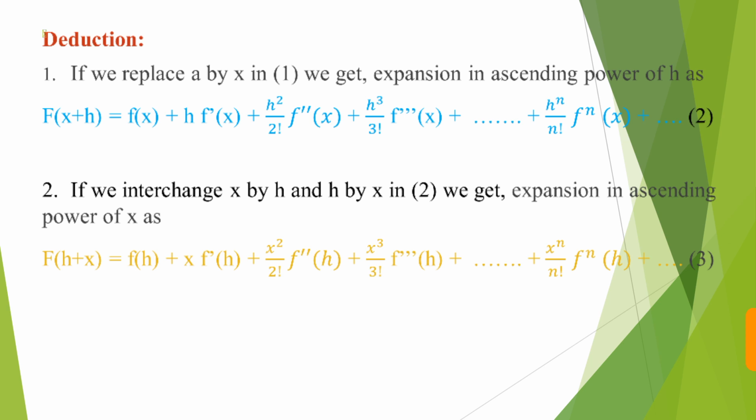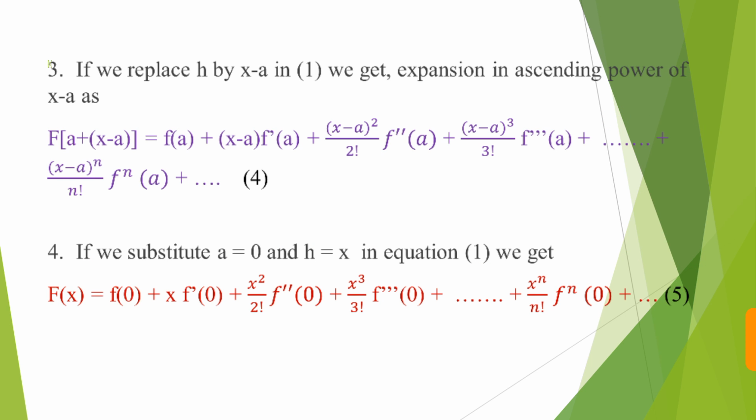Second, if we interchange x by h and h by x in the above equation, we get the expansion in ascending powers of x as f of h plus x is equal to f of h plus x into f dash of h plus x square by 2 factorial f double dash of h plus x cube by 3 factorial f triple dash of h plus, and so on, and I call this equation number 3.